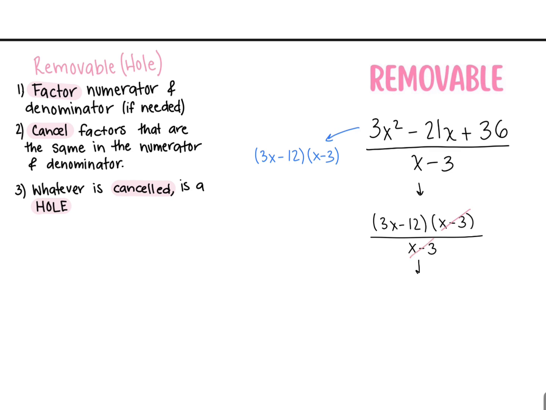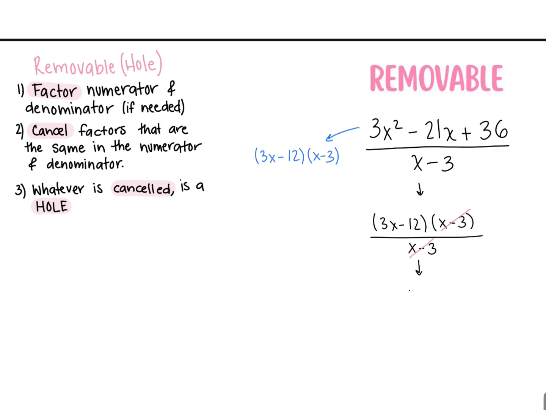Great. I canceled out my 2 factors. I did step number 2. Let's take a look at step number 3. Whatever you cancel out in your numerator and your denominator is considered a hole or a removable discontinuity. What does this mean?